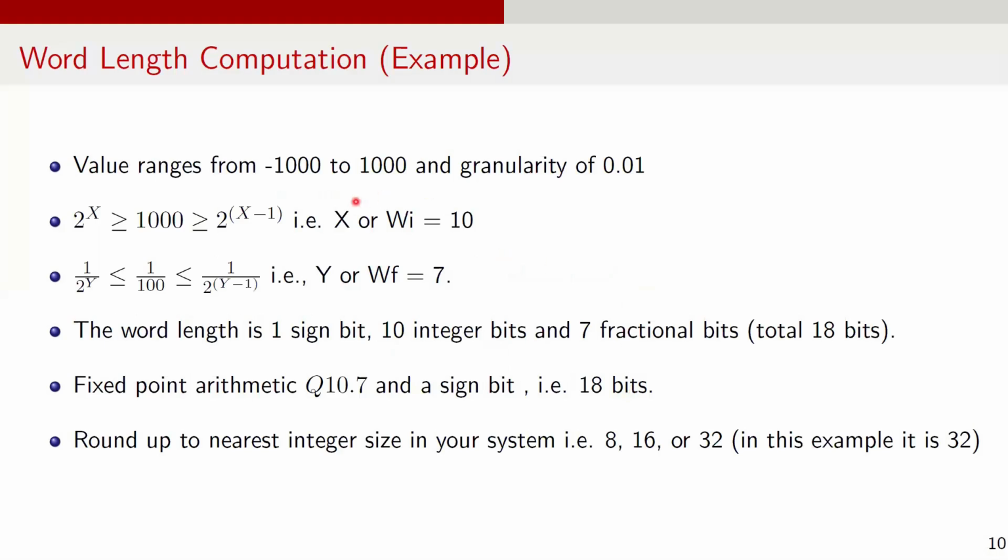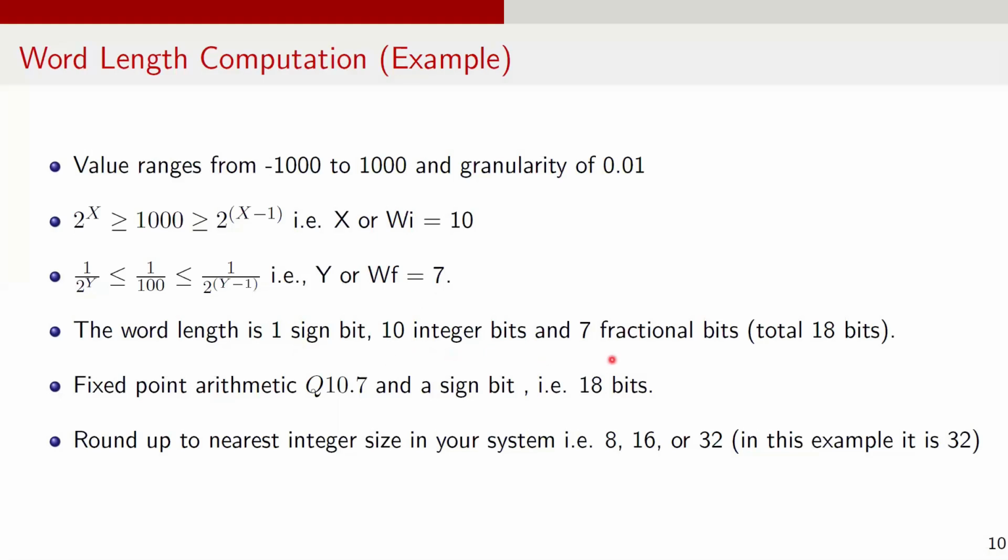Suppose the application has integer values from the range minus 1000 to plus 1000 with a granularity of 0.01. Using the condition which we described earlier, where 2^x is greater than or equal to 1000, while 2^(x-1) is less than or equal to 1000, we find that the number of required integer bits wi is 10. Similarly, using the constraint for fractional bits, we find that wf, the number of required fractional bits, is 7. The total word length is 1 sign bit plus 10 integer bits and 7 fractional bits.